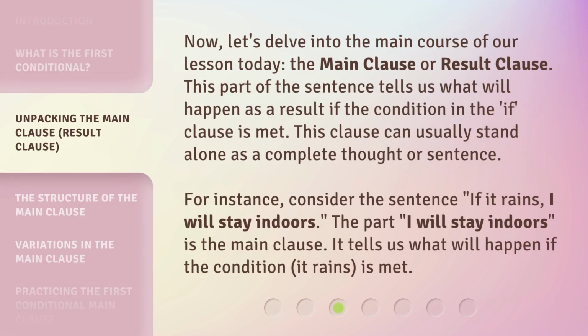Now, let's delve into the main course of our lesson today, the main clause or result clause. This part of the sentence tells us what will happen as a result if the condition in the if clause is met. This clause can usually stand alone as a complete thought or sentence. For instance, consider the sentence, if it rains, I will stay indoors. The part, I will stay indoors, is the main clause. It tells us what will happen if the condition, it rains, is met.